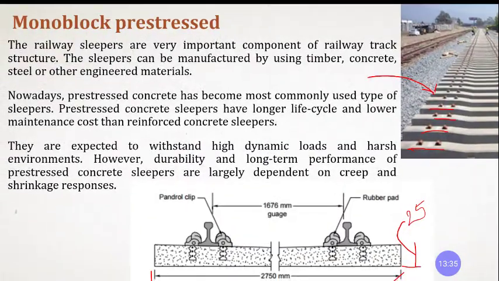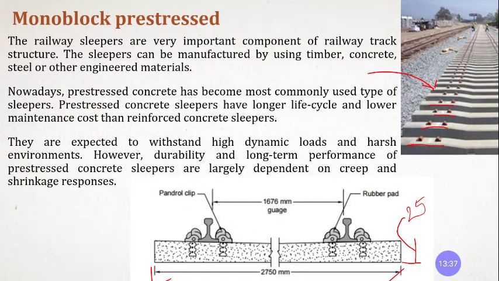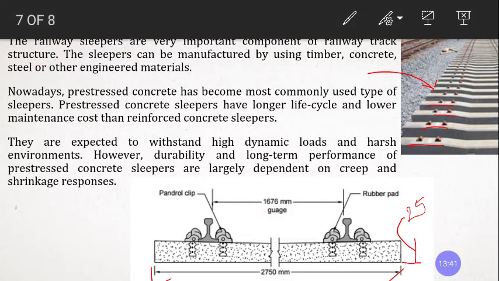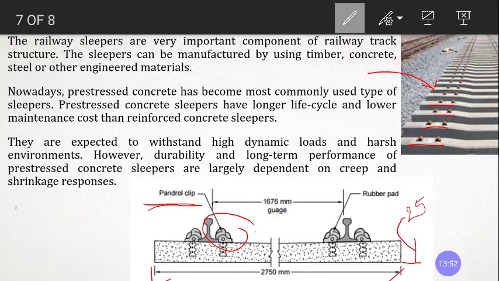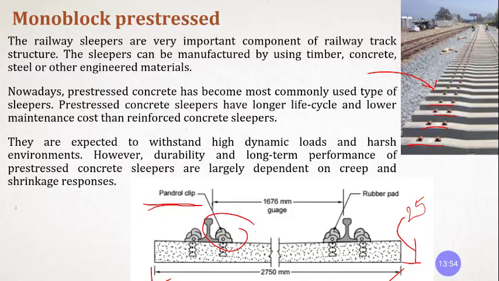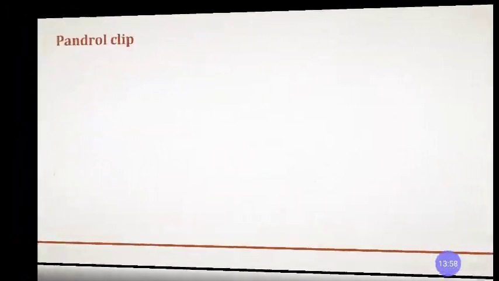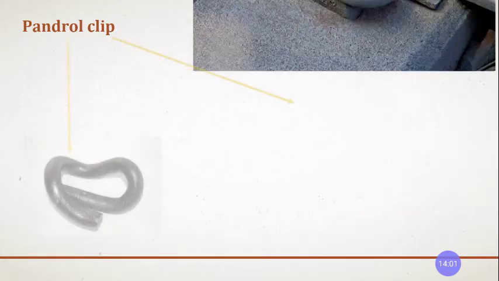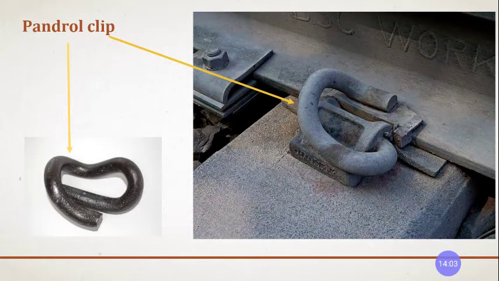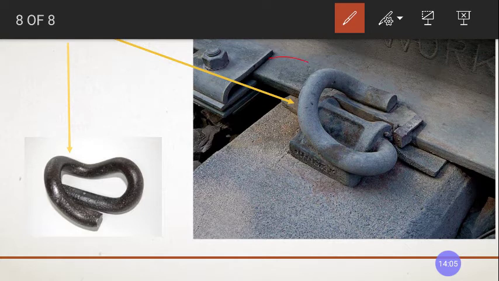And what type of fastenings do we provide? They are called Pandrol clips. We'll see the image of it, how it looks. These are the clips which will hold the rails in the proper position. They are called Pandrol clips. Right? These are Pandrol clips. You see it? This is how it looks.